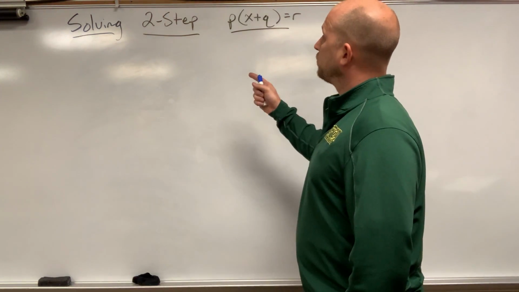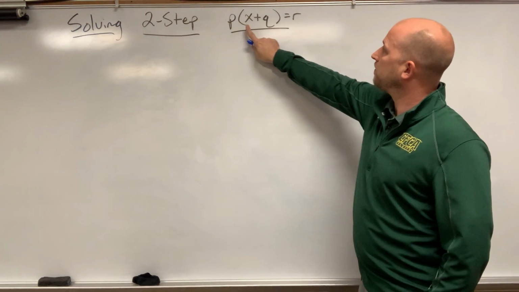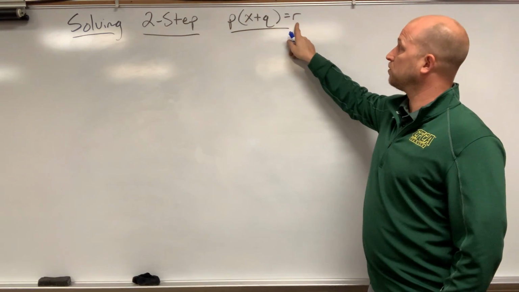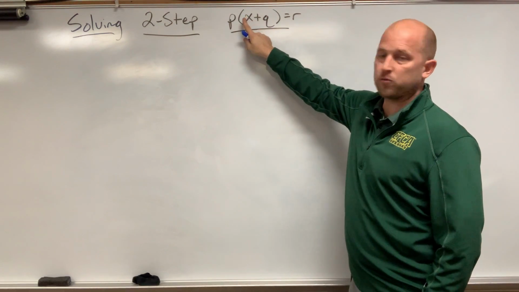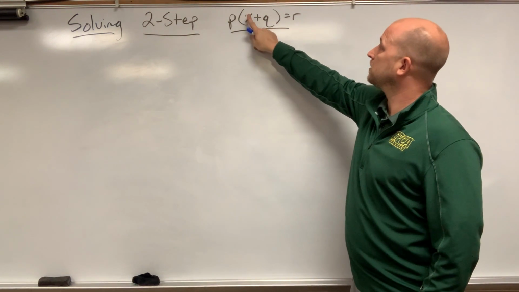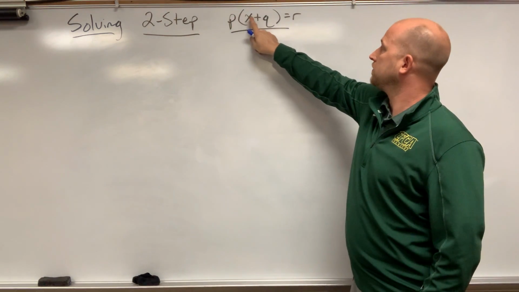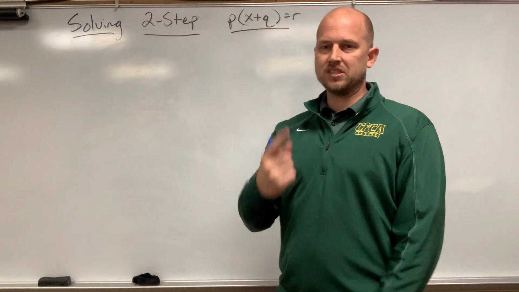So, solving two-step equations. If you look at this little formula we have up here, you have a p, then parentheses, x plus q, equals r. If you remember from distributing in the video right before this, we're actually going to need to distribute this variable. Well, it's a letter right now, but it'll be a number. You have to distribute that into this little expression before you can solve. So it just adds one extra step.